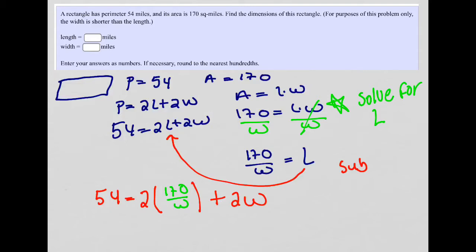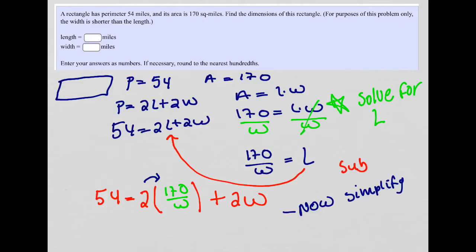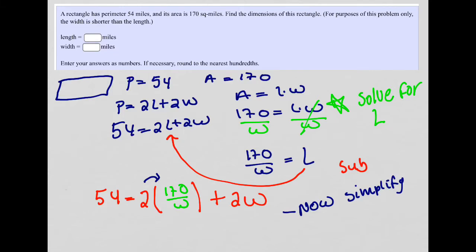Now I am going to simplify a little bit. So I'm going to distribute the 2. That leaves me with this: 54 equals, okay, remember, 2 times 170. What is that? 170 times 2 gives you 340. 340 over W plus 2W.